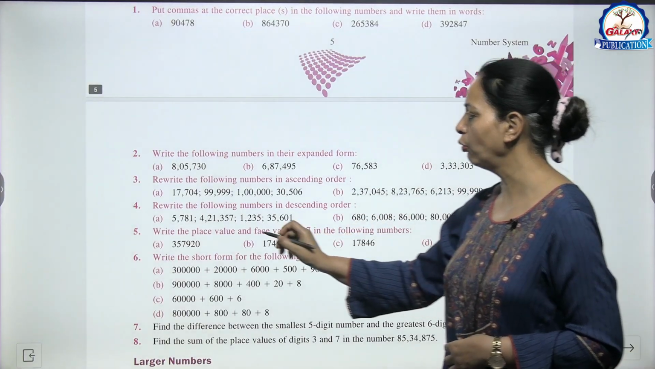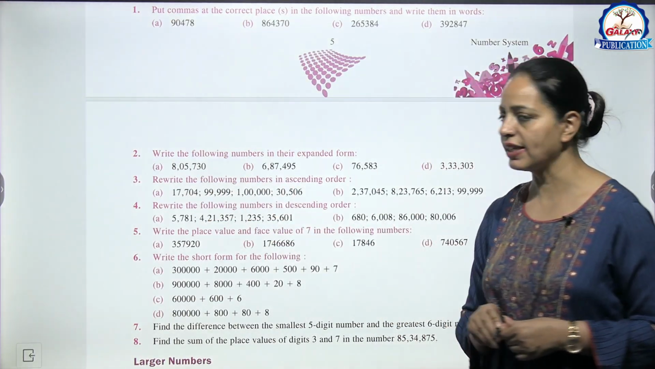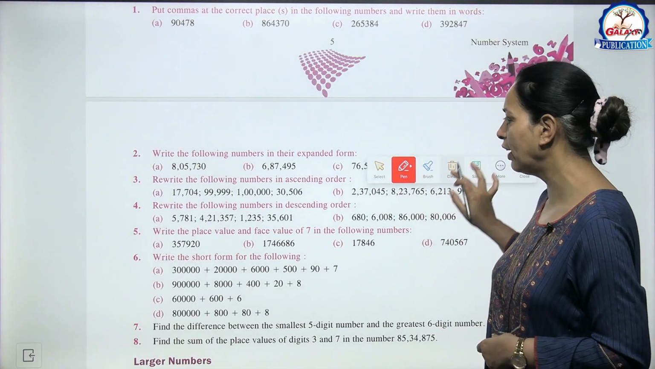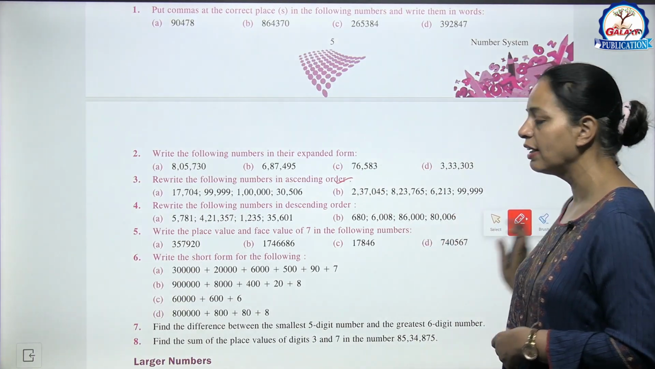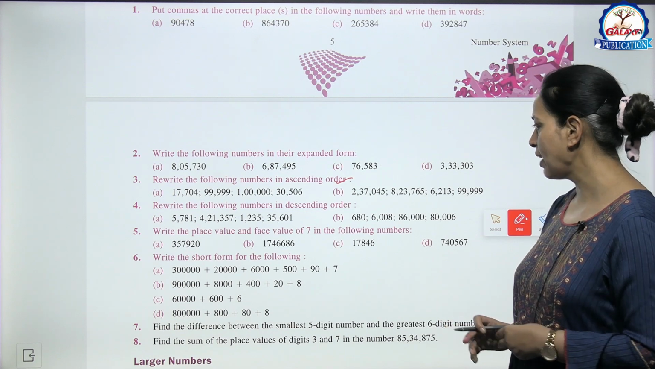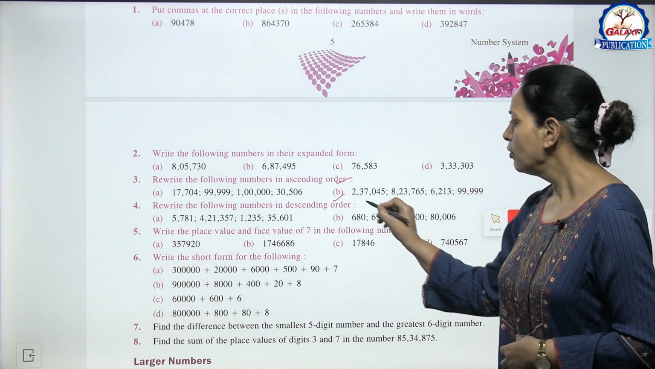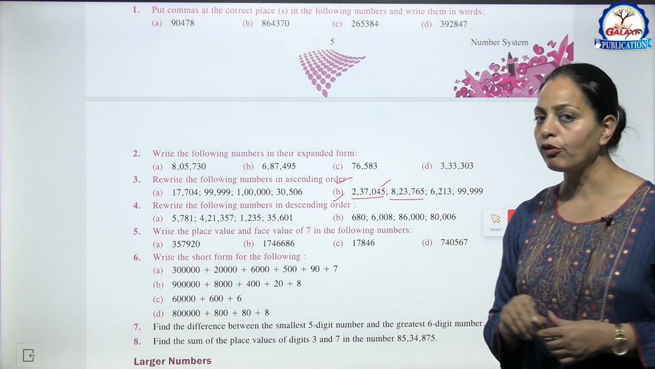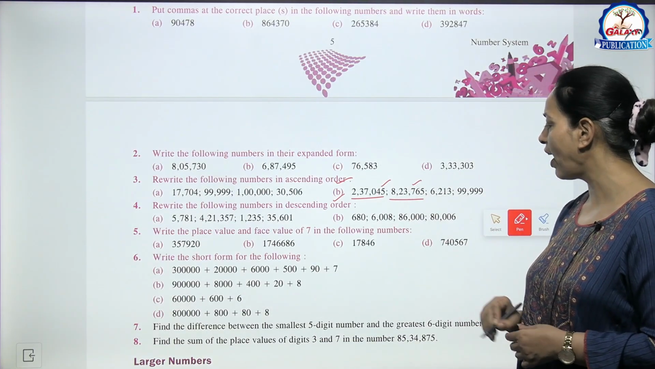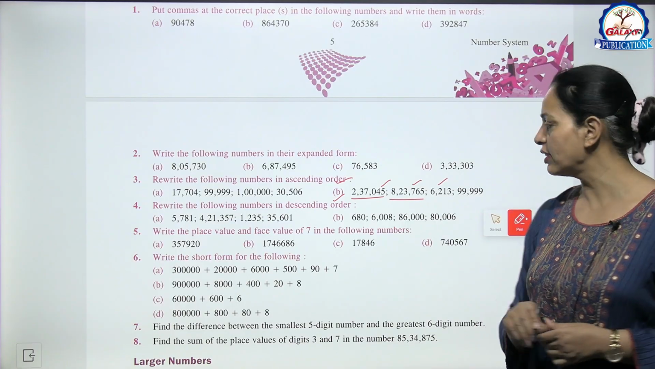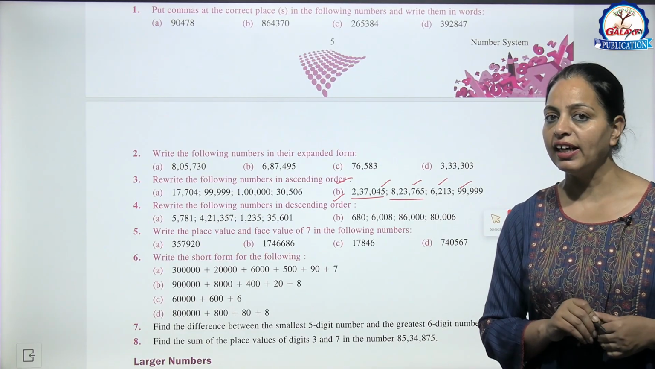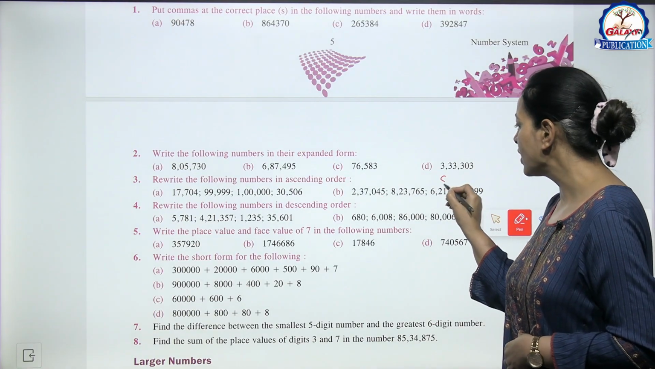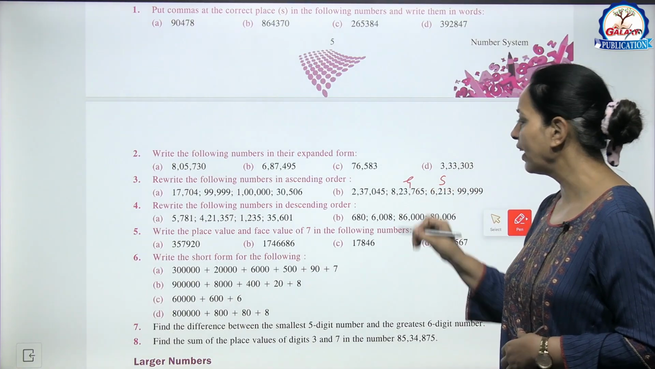Now see question number 3. Rewrite the following numbers in ascending order. We have some numbers, we have to write them in increasing order. Increasing order means smallest to greatest number. So see here, like the B part, the first number 2,37,045, then 8,23,765, then 6,213 and 99,999. So see, which one is the smallest number? This is the smallest and this is the greatest one.